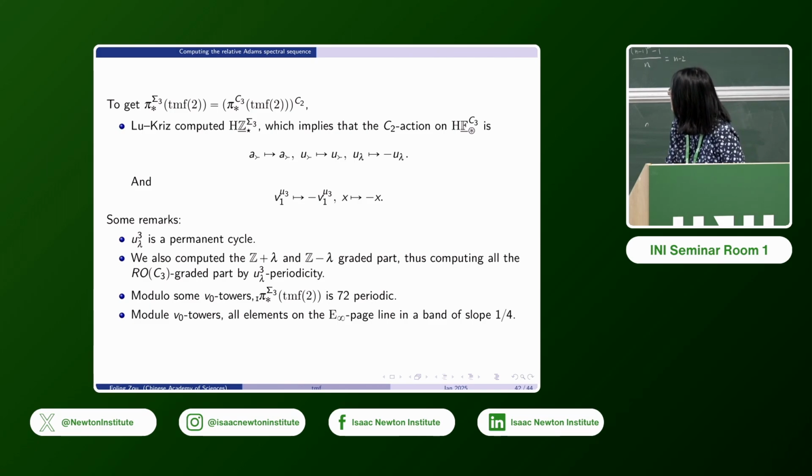And also, modulo some V0 towers, it turns out that all elements on the E infinity page of our relative Atiyah spectral sequence lie within a band of slope 1/4, as opposed to the Atiyah spectral sequence of TMF2, where, because it's height 2, you should have two bands.